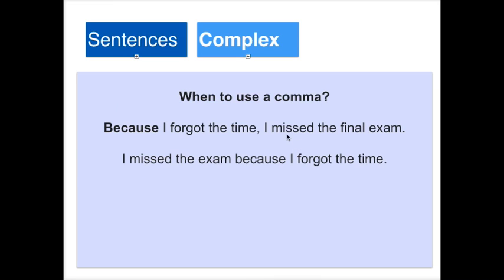Because I forgot the time, comma, I missed the final examination. If you swapped this around, I missed the exam because I forgot the time, if the independent clause is first, you don't need a comma. I missed the exam because I forgot the time. The reader understands what you're trying to say straight away. I missed the exam. That's the important bit. So you don't need a comma here because I forgot the time. That will read smoothly and correctly without the comma. So remember, if you start with the independent clause, you don't use a comma. If you start with a dependent clause, you do use a comma.